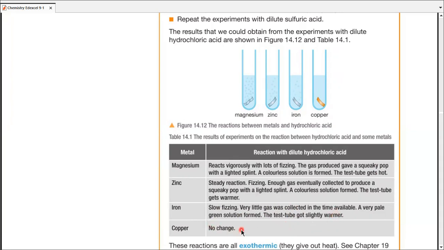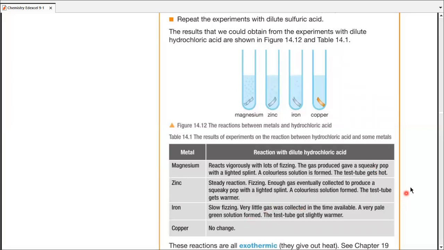Copper gives no change. There might be a bubble here and there, but not enough gas. You can't test it with a squeaky pop. There is no permanent fizzing, and you might not be able to test the change. The test tube won't even change. It won't get hotter. It won't get warmer or even slightly warmer.